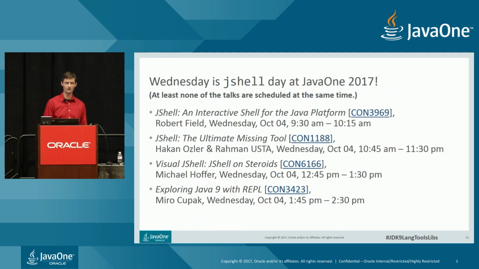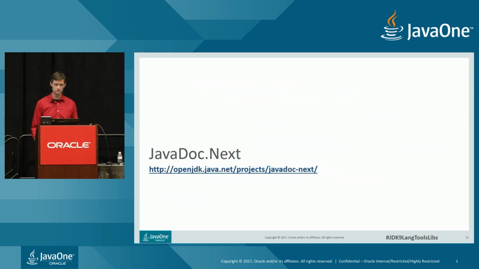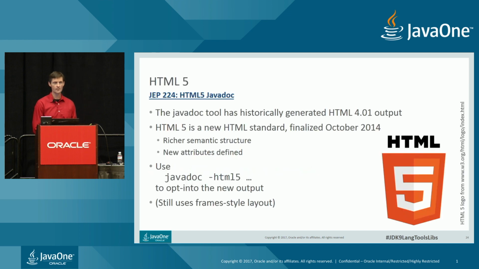So tomorrow there are 4 talks about JShell. The first of these is by Robert Field, who is the architect and lead engineer of JShell. And if Robert hears you like JShell, he might show you how to invoke a nested JShell from within JShell. So you can use a REPL while you're using a REPL. And if you don't catch Robert's talk, there's other ones to catch here. Next, we'll talk about a few changes in Javadoc.